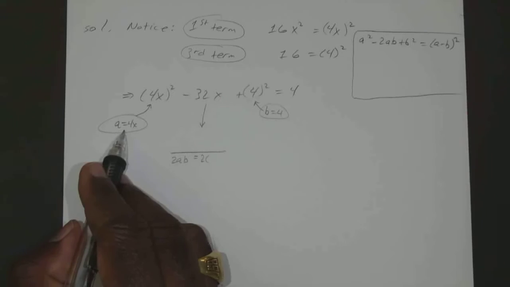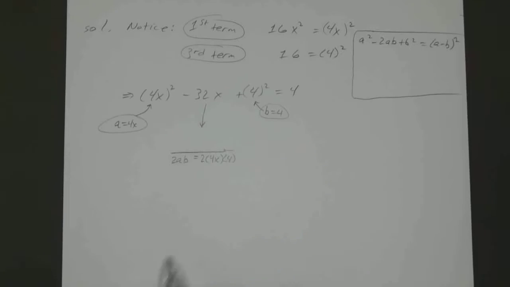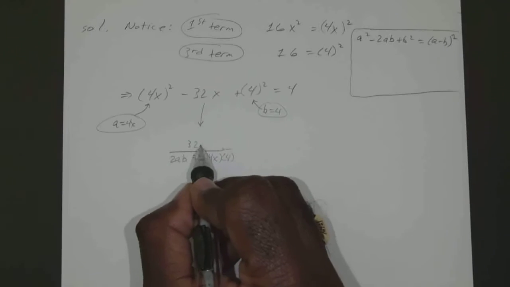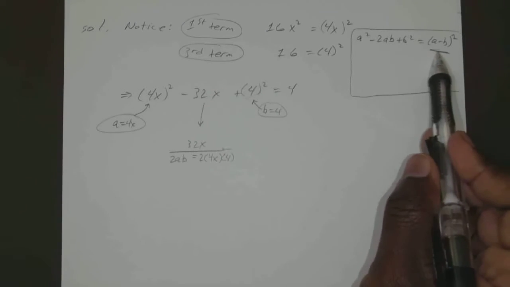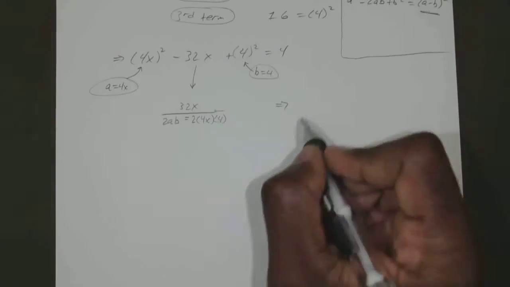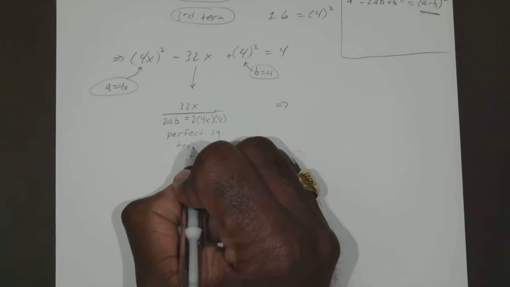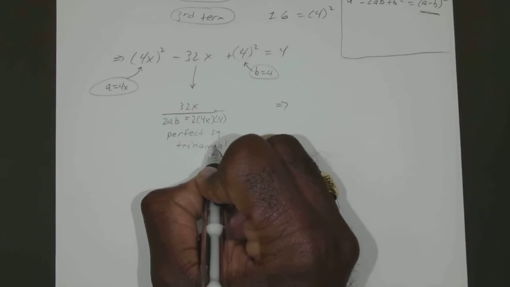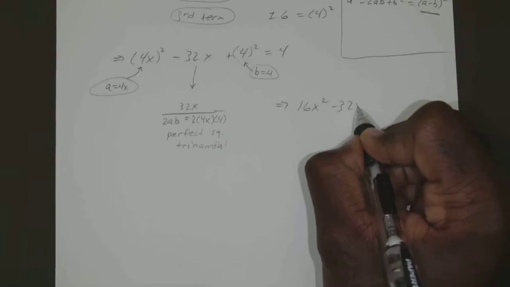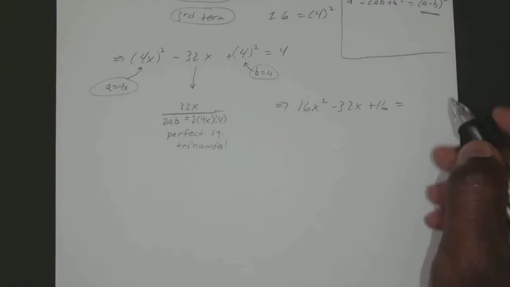Okay. So it's 2 times 4x times 4. 2 times 4x is 8x, times 4 is 32, so this is 32x, so we can go ahead and just plug it right in there. Okay, so we know that it is a perfect square. So we can rewrite 16x squared minus 32x plus 16 as 4x minus 4 squared.